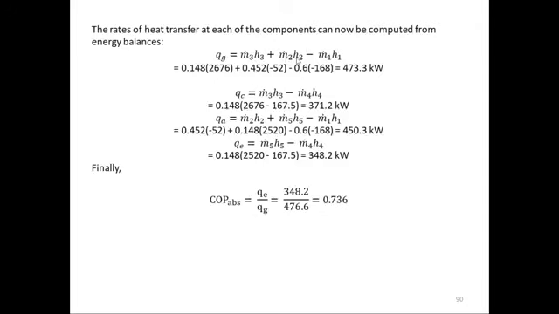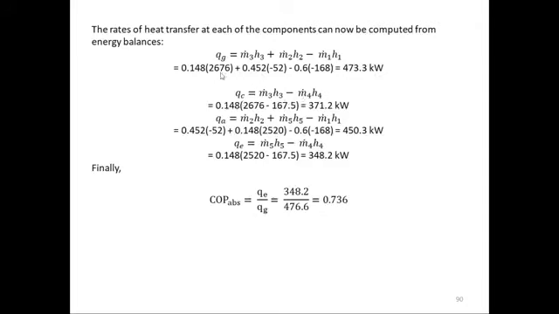This is the solution leaving the generator towards the expansion valve. So these two, m dot 3 and m dot 2, are leaving, and m dot 1 and QG is the heat energy coming into the generator. If you balance it, we can find out QG. The final equation is QG equals m dot 3 H3 plus m dot 2 H2 minus m dot 1 H1. Substitute the values, and you get QG as 473.3 kilowatt.